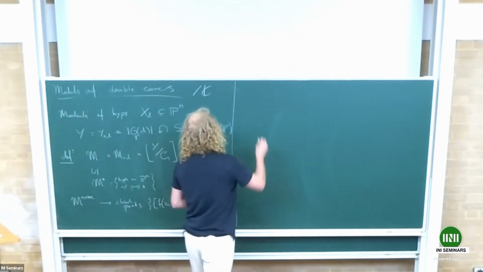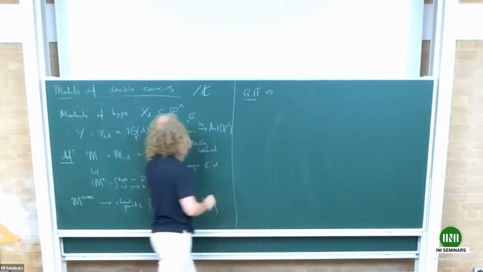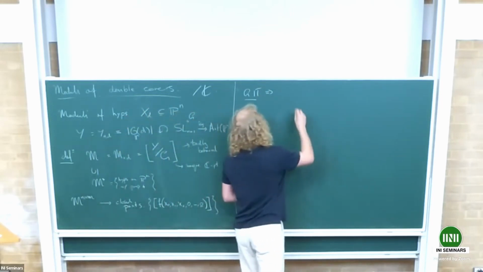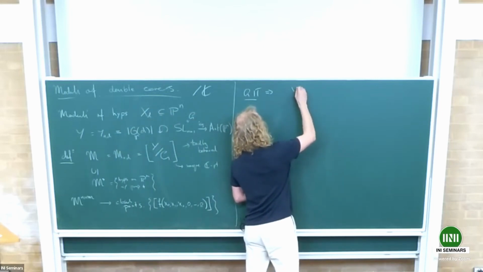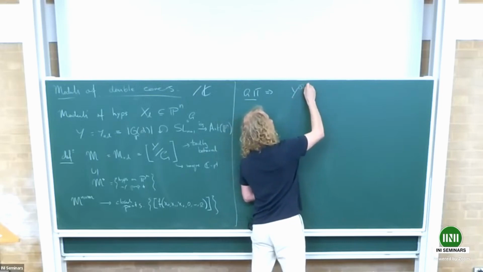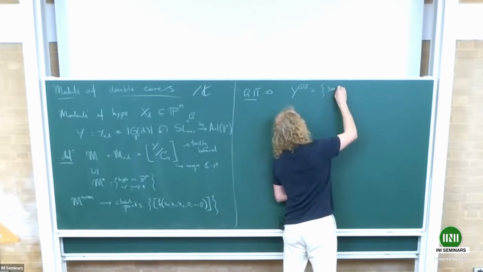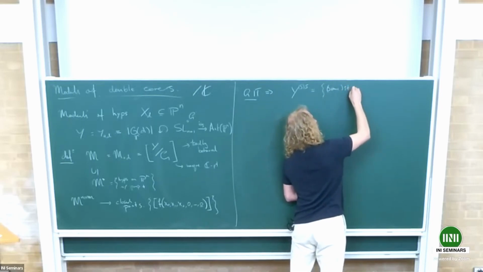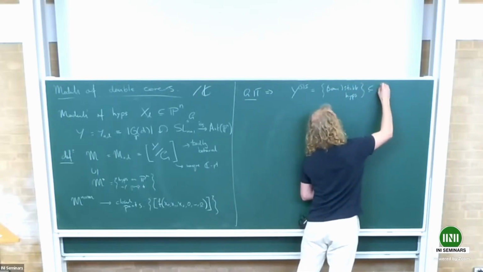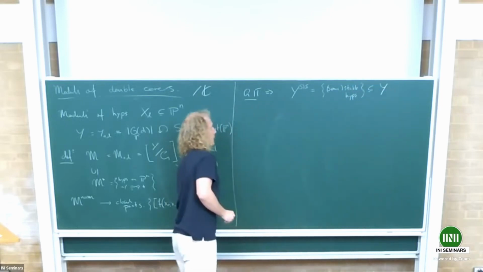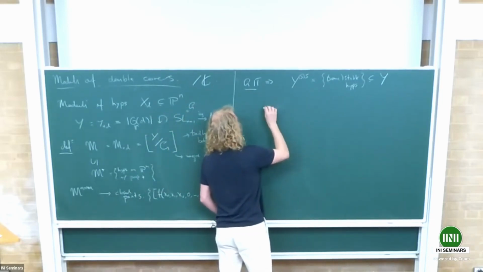However, GIT comes to save us. Reductive GIT applied to this SL_N action gives us a notion of stability. So we define Y^{ss} to be the semi-stable hypersurfaces inside Y. I won't define what this means, but we have the following picture.